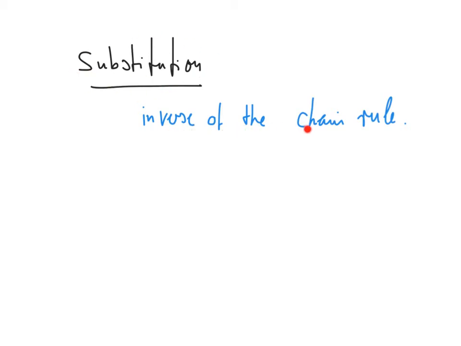In a nutshell, substitution is the inverse of the chain rule. The chain rule is a technique for finding derivatives. Now we've seen through the fundamental theorem of calculus that integration is the inverse operation to differentiation in many ways. So with respect to this sense of inverse, substitution takes you back from the derivative to the original function, or from a function to the antiderivative. Or rather, I should say an antiderivative, because, as we saw last time, the antiderivative is only defined up to an additive constant.